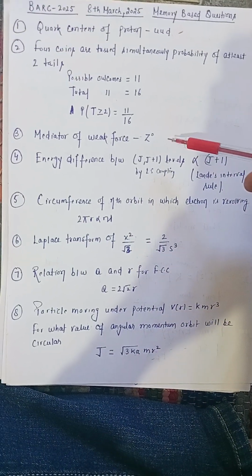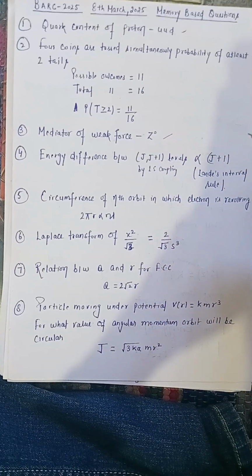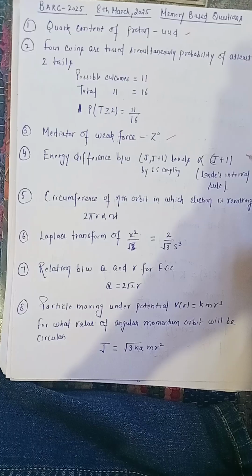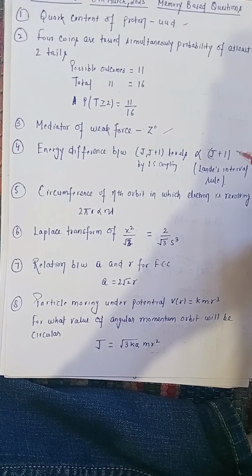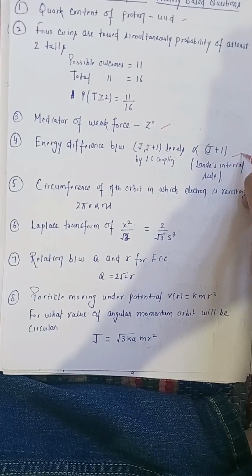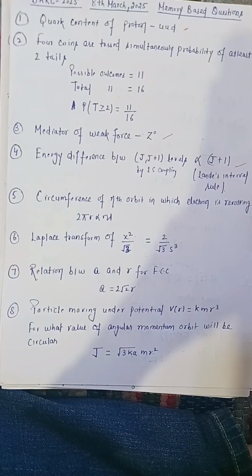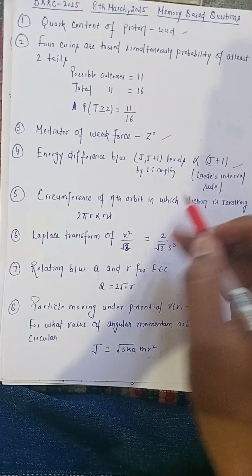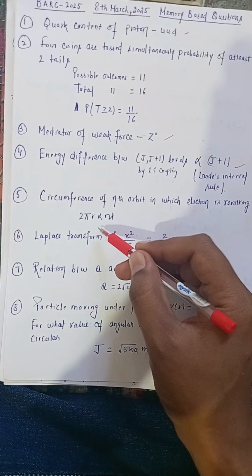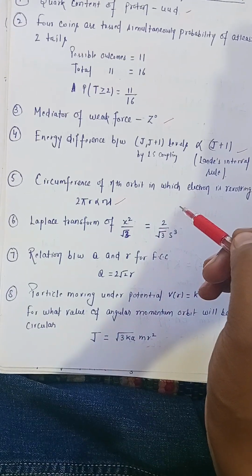Then mediator of weak force was asked. So it is Z0. Then energy difference between J and J plus 1 level by LS coupling was asked, so it is proportional to J plus 1, so this was the correct option. Next question is circumference of nth orbit in which electron is revolving. So 2 pi r is the circumference and it is proportional to n lambda, where lambda is wavelength.